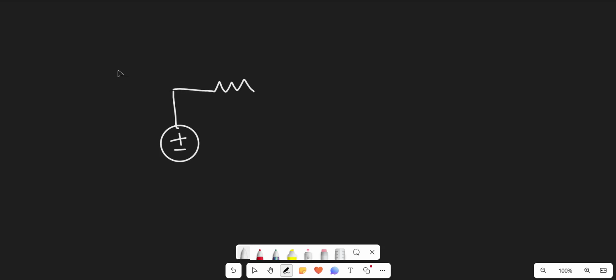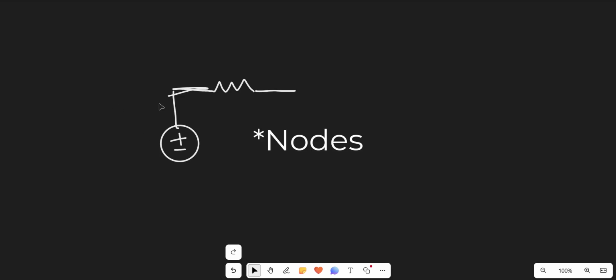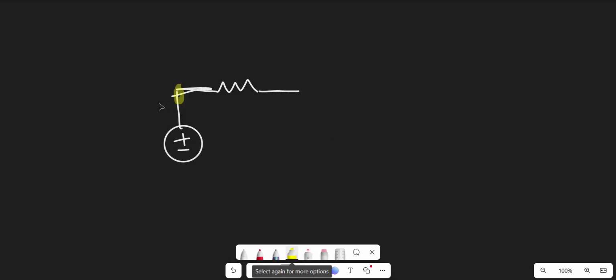A branch is essentially a single element like a resistor, voltage source, or current source connecting two nodes, meaning it has two terminals. That's the key word there, two terminals. As you can see, this resistor has a terminal here and a terminal here. That's what makes it a branch. And then nodes, on the other hand, are basically a connection point where two or more circuit elements meet up together. So this would be a node right here because it's connecting the voltage source and the resistor together.